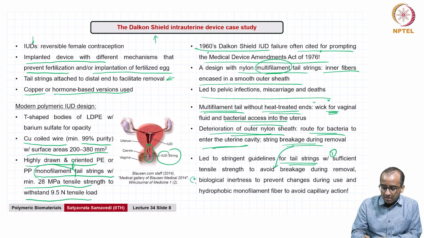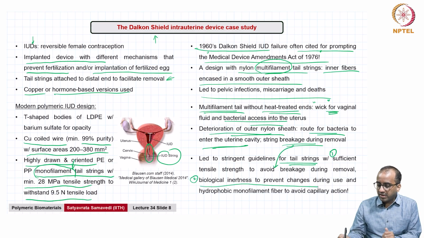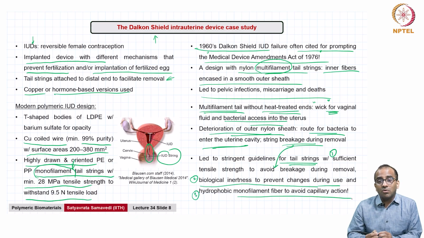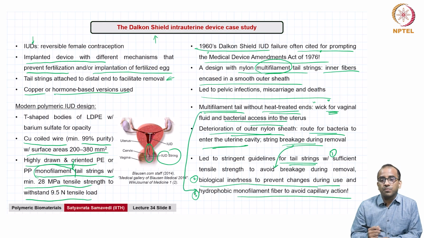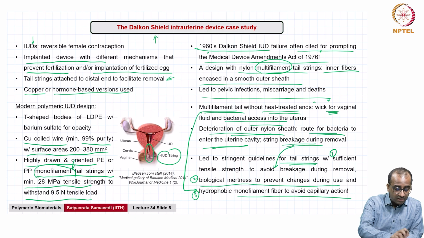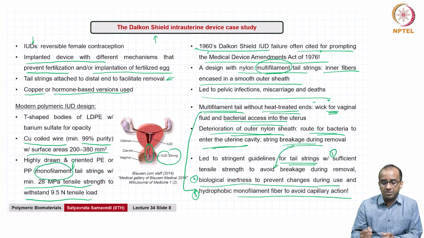Of course, the second criterion is biological inertness to prevent changes during use, which is anyway very important. And the third is the requirement for a hydrophobic monofilament fiber to avoid this capillary action. So that's going to address this issue, right? That's why I said that the word monofilament here is very important. Current designs mandate this. So you see, this tells you how the design of biomaterials and medical devices has to be carefully taken into consideration from all aspects.